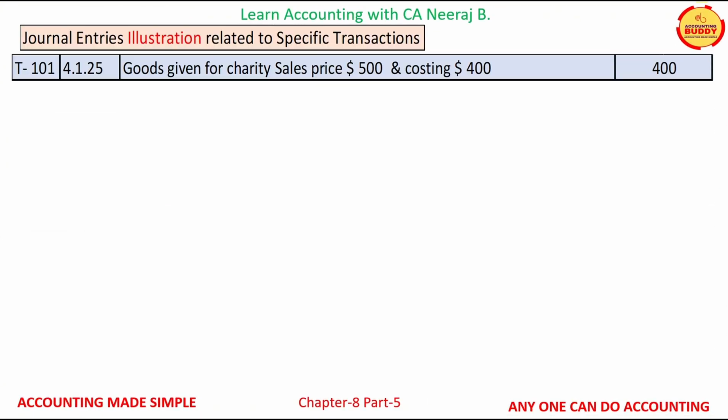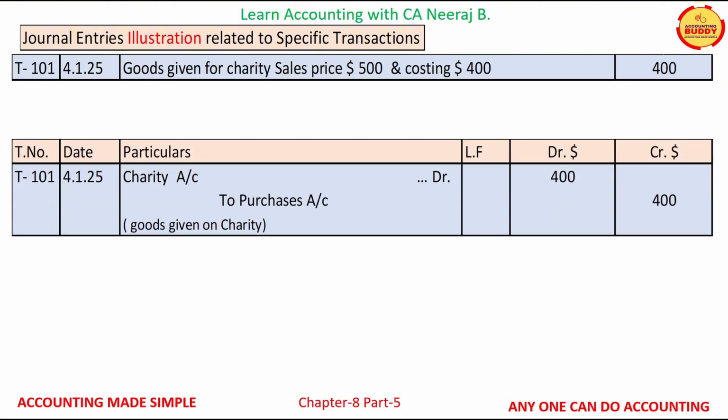Transaction T101 is goods having a sales value of $500 and costing $400 given for charity. The two accounts affected are charity account and purchase account. This transaction is recorded for $400 by debiting charity account and crediting purchase account along with the proper narration for the entry.